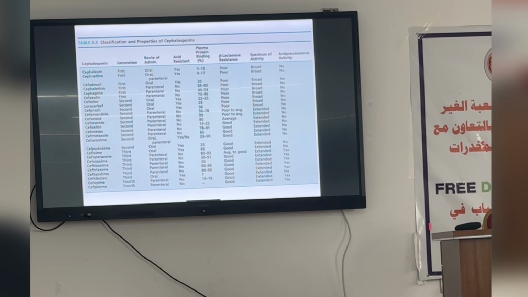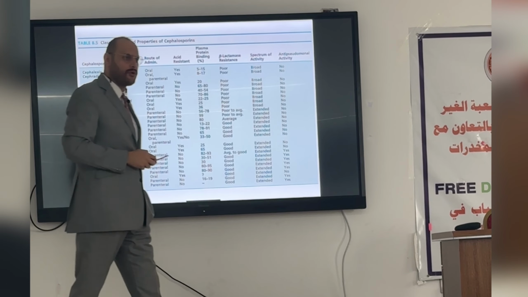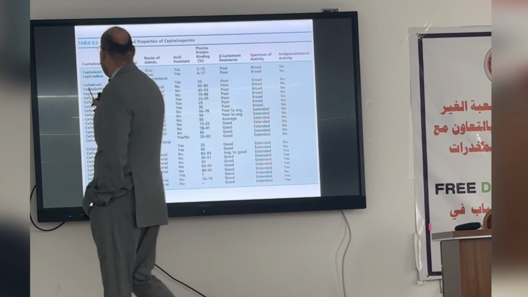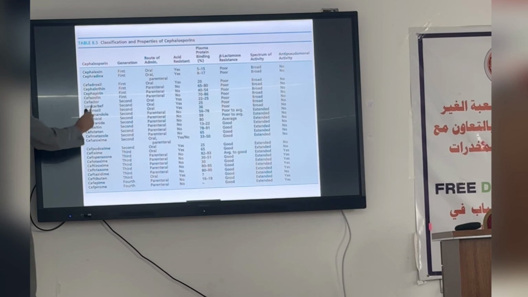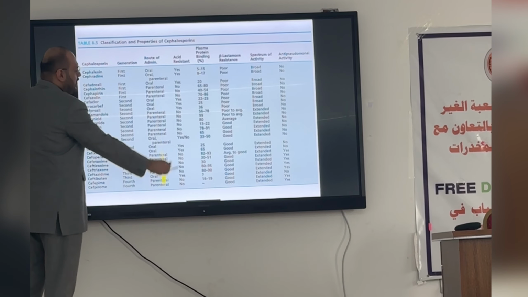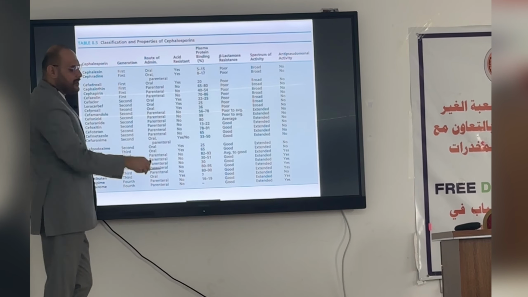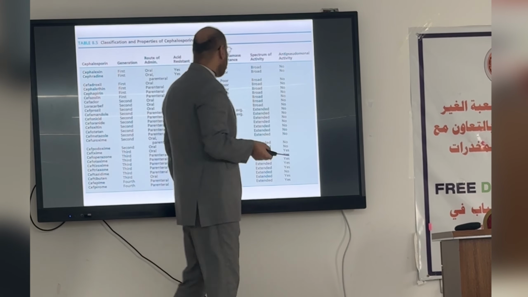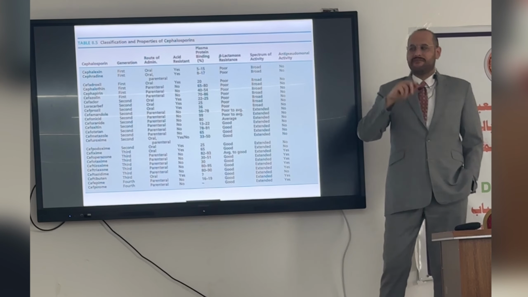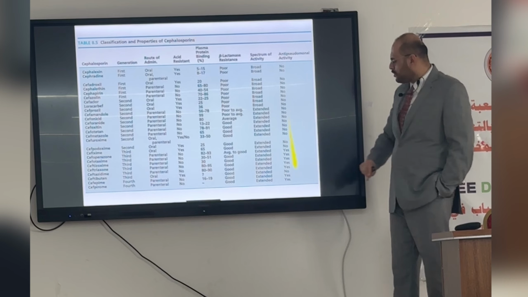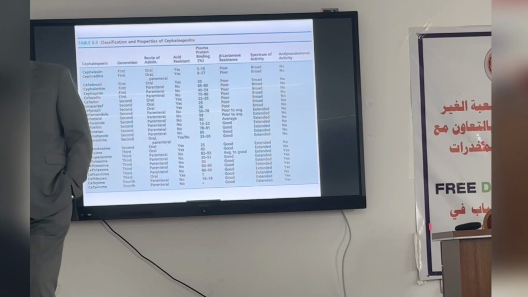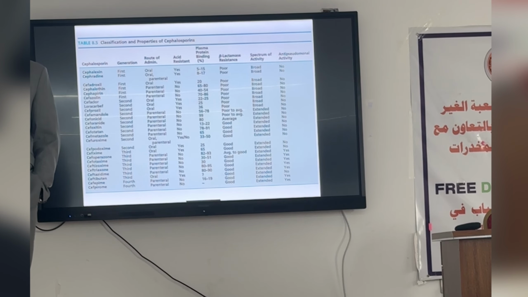Like here right now we have classification and properties of cephalosporin. We have different cephalosporin, okay? As name, for example, cephalexin, cephradine, cephadroxil, etc. And we have different generation, we have different route of administration, we have different acid stability, for example, in case of penicillin G and V, you remember. And we have narrow spectrum, broad spectrum, and even extended spectrum, and anti-pseudomonas activity, beta-lactamase resistance, and these stories. So this table is for you, but you must understand it.